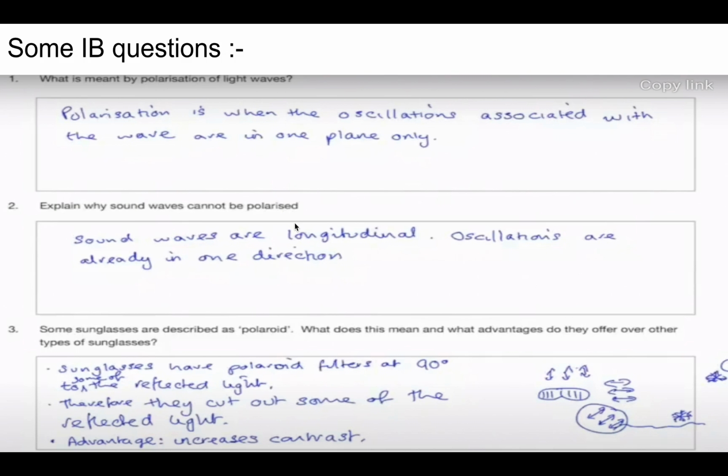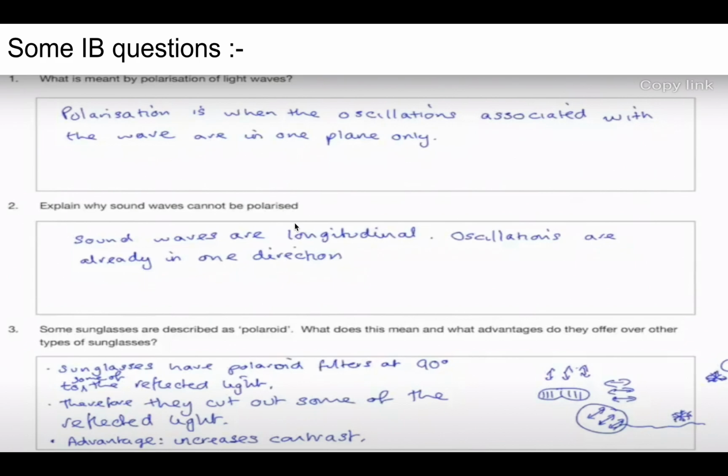The questions: what is meant by polarization of light waves, explain why sound waves cannot be polarized, and some sunglasses are described as Polaroid, what does this mean, and what advantages do they offer over other types of sunglasses? So first we will go through polarization of light waves.